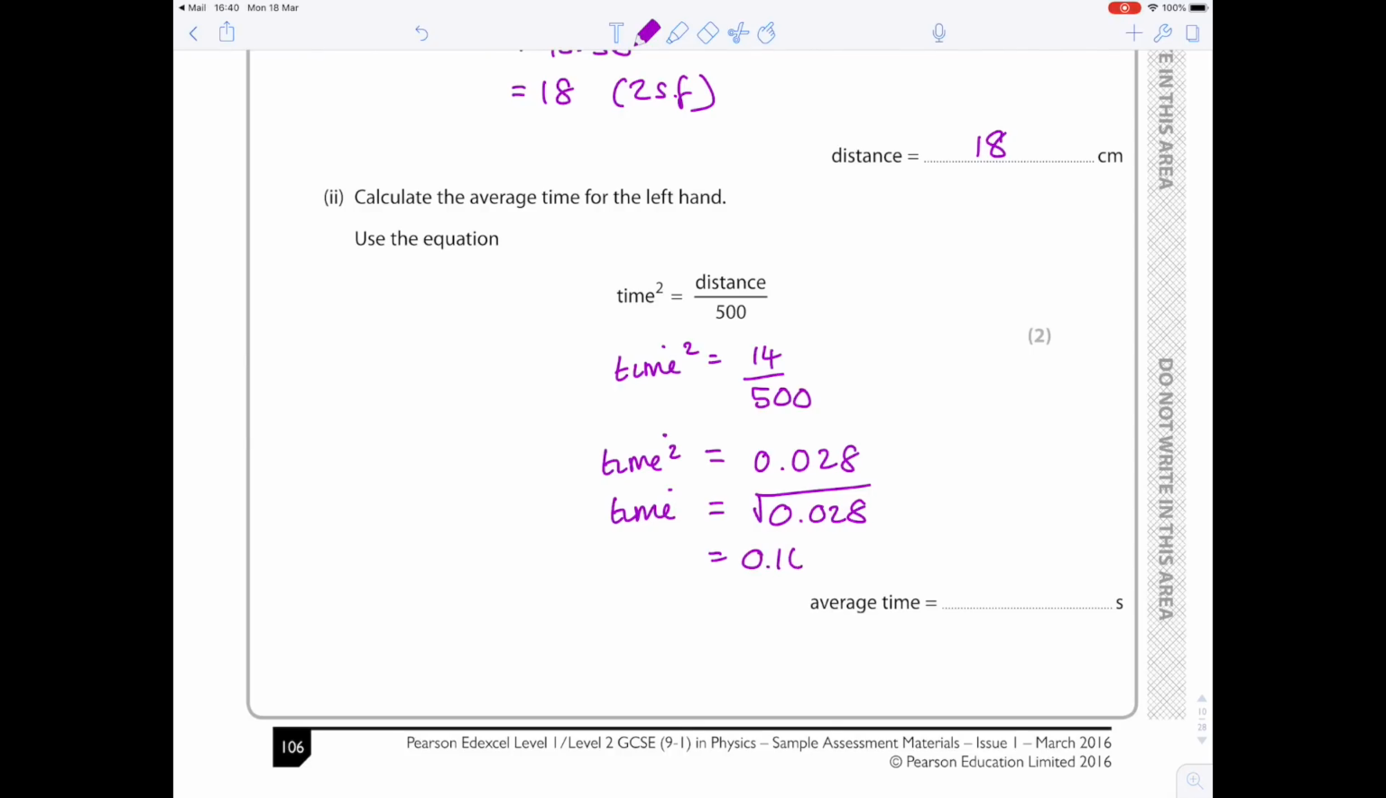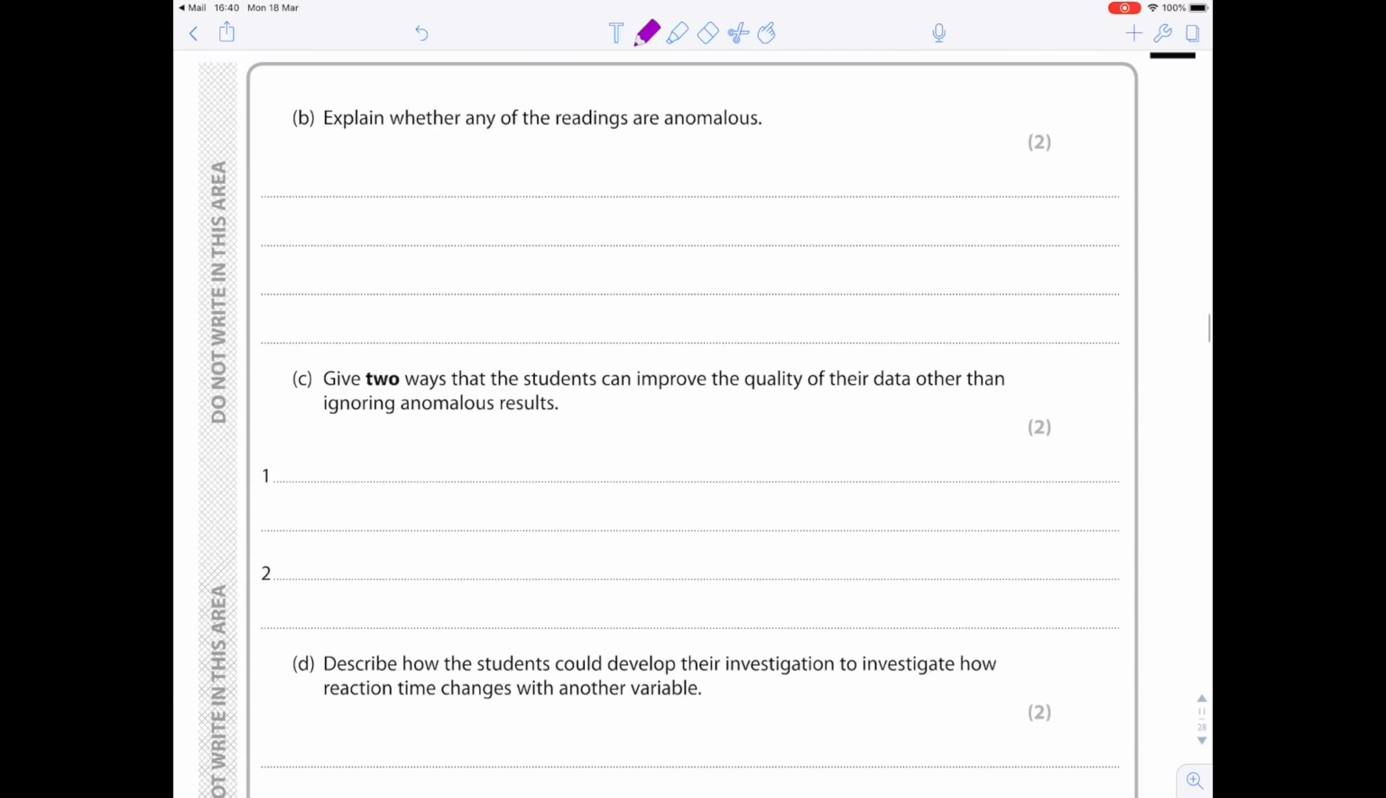You get a value which is 0.16733. Let's round to 2 sig fig, seeing as you guys tend to be asked to do that a lot, so that's going to be 0.17 seconds.